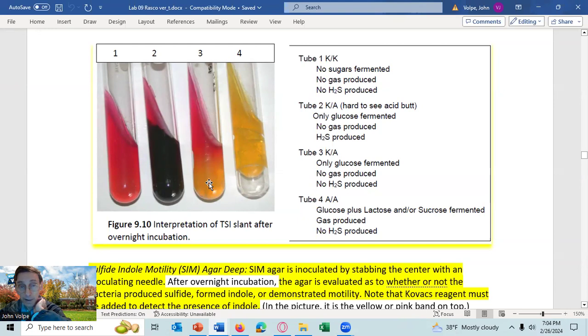Sucrose and lactose are not fermented because they're at higher concentration. And if the slant and the butt are both yellow, then you know, yes, glucose is fermented because it's the base sugar, but at least one or both of the other sugars are fermented because it's yellow in the slant as well. Any questions about the TSI test?